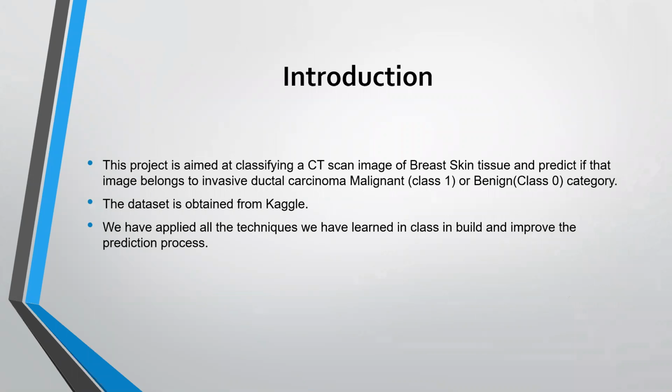This project is aimed at classifying a CT scan image of breast skin tissue and predicting if that image belongs to the malignant class or benign class. The dataset is obtained from Kaggle. We have applied all the techniques we have learned in class to build and improve the prediction process.